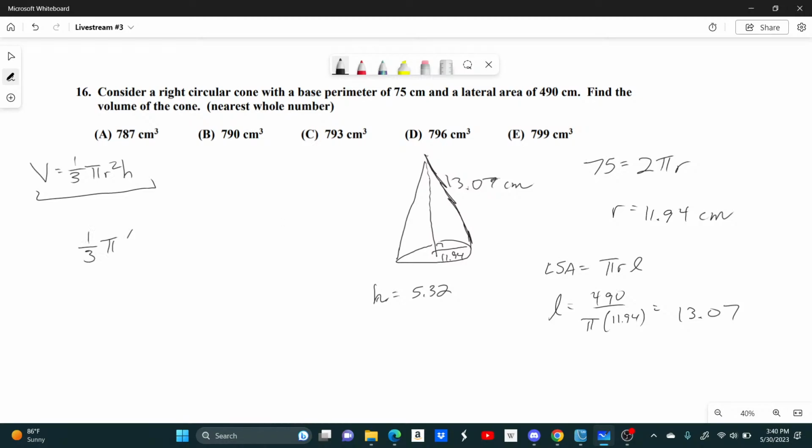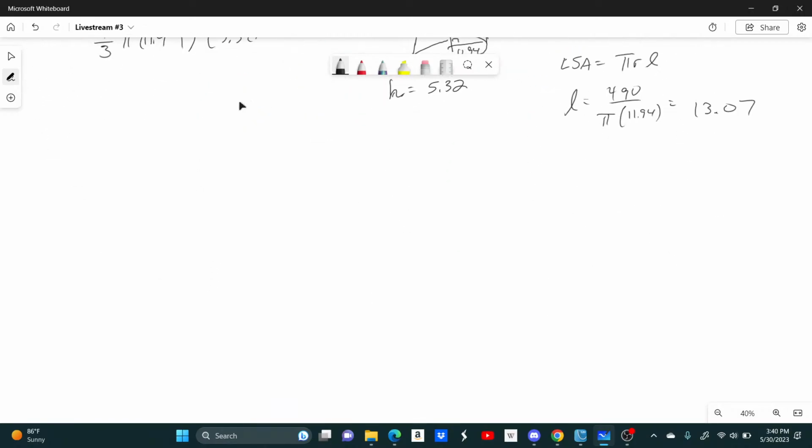So 1/3 pi times 11.94 squared times our height, which is 5.32. That gives you a volume of, oh man, I did something wrong. Oh, I forgot to multiply by pi on my calculator. 793. Nice. All right. We're going to keep rolling.